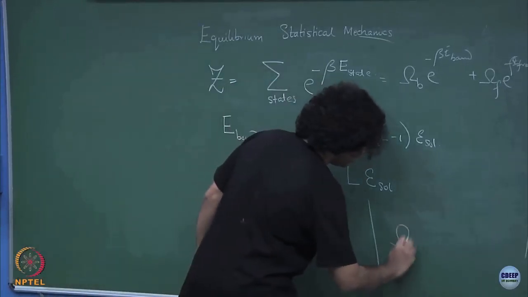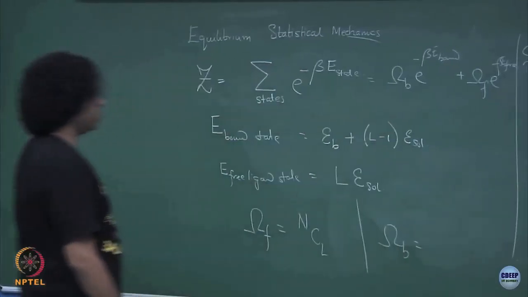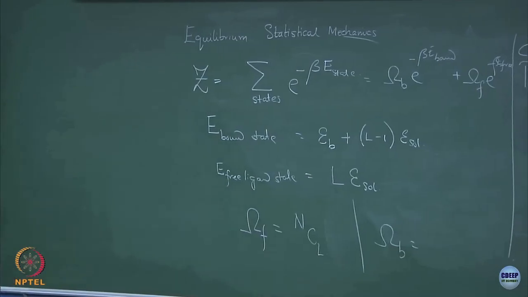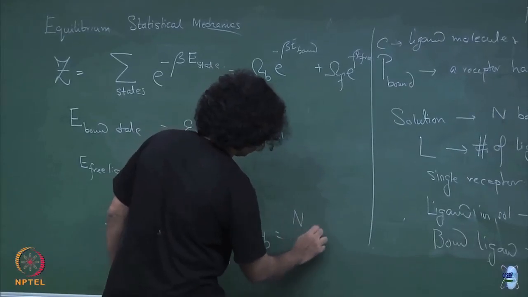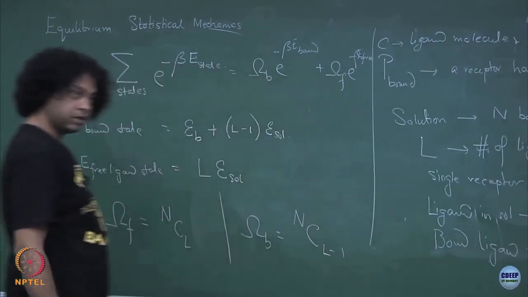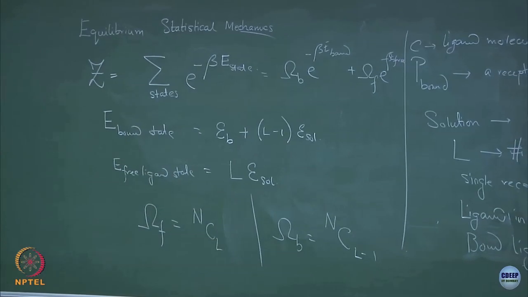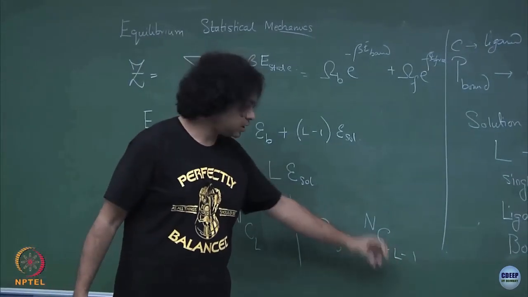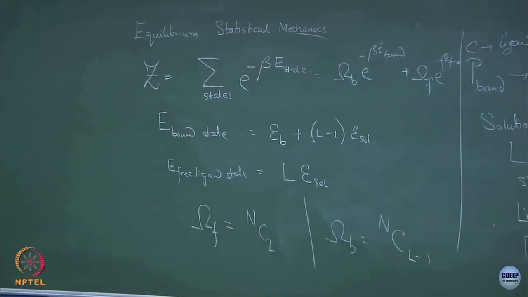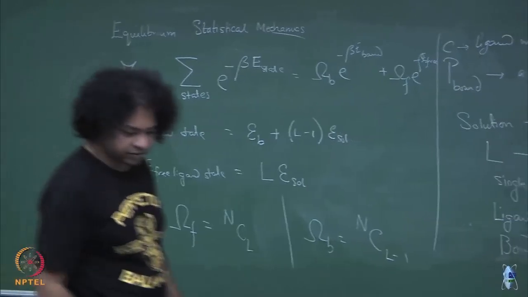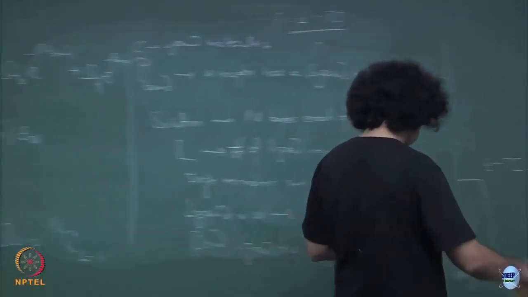What would be omega b? N choose L minus 1, right, one is bound. So, that does not have any freedom anymore. You have the remaining L minus 1 ligands which are still in solution, therefore, N choose L minus 1. Good. So, once I have that, I have this partition function in principle.